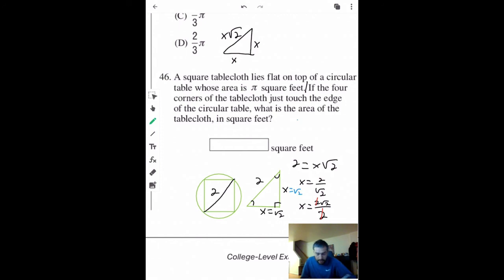Which is amazing because now we know that the square in question has each side radical 2. We want to know the area of the tablecloth. Well, what is radical 2 times radical 2? That's just 2, which is why the answer is 2.